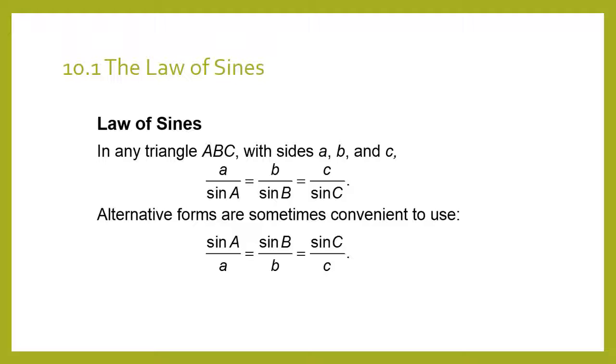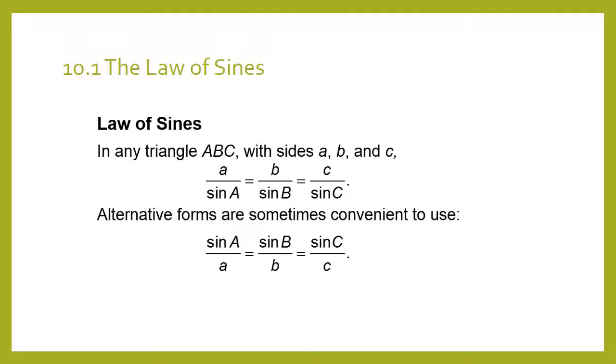So the first law we're going to talk about is the law of sines. The one we'll talk about in the next section is the law of cosines. The law of sines says that in any triangle ABC with sides a, b, c, side a over sine A equals side b over the sine of angle B equals side c over the sine of angle C. You can also flip all of that upside down and use that.